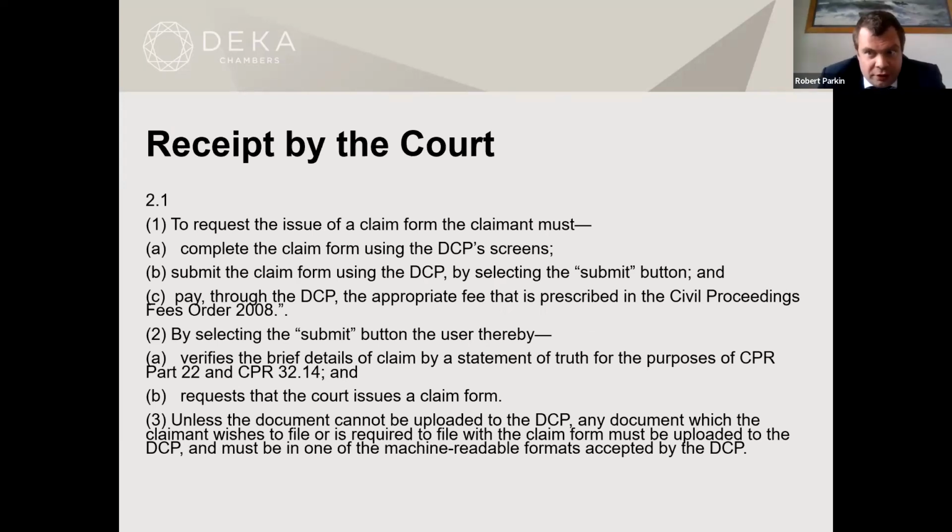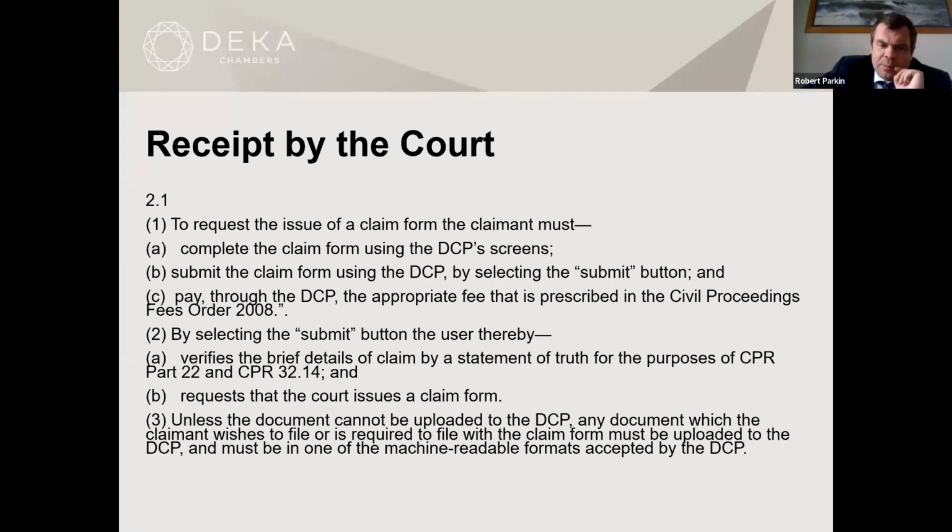Okay, so we've got our claim, we've filled in the form, we've clicked send. It's indicated it then goes to HMCTS. The claimant has to complete the form using the DCP screens, submit the DCP using the submit button, pay any appropriate fee. Here's an interesting one. By selecting the submit button, the user, not the litigant, the professional user, verifies the brief details of claim, so the contents of the claim form, by a statement of truth for the purposes of CPR 22 and 32.14, and requests that the court issue a claim form.